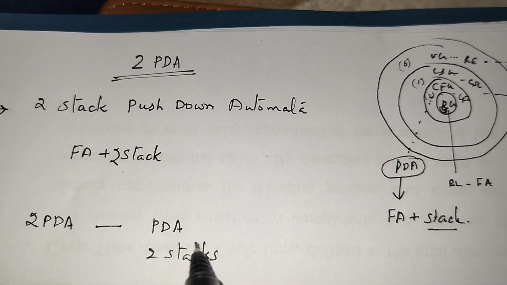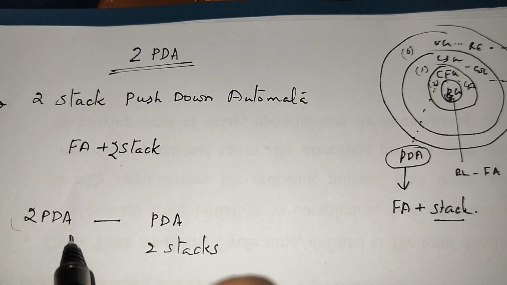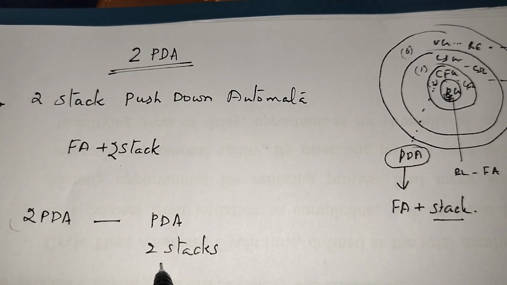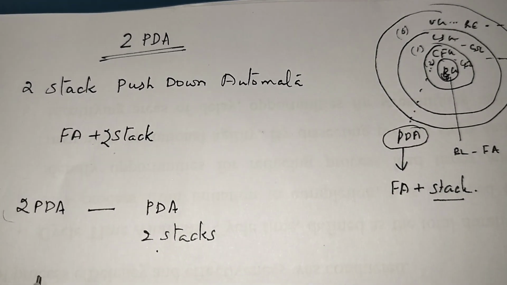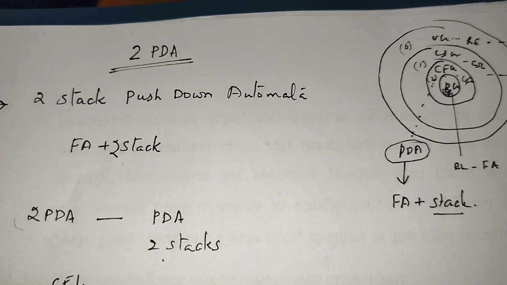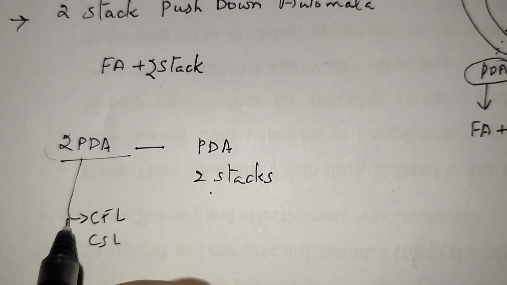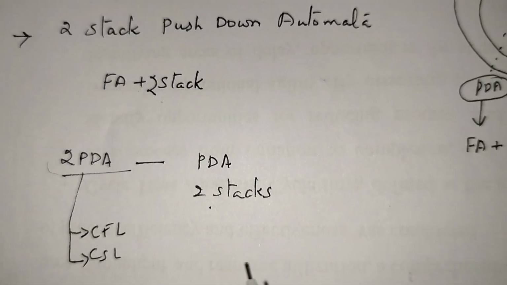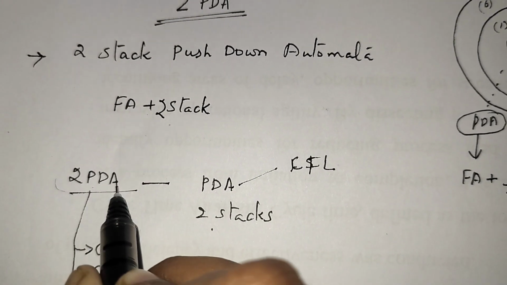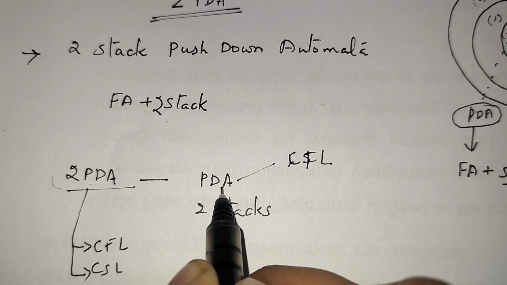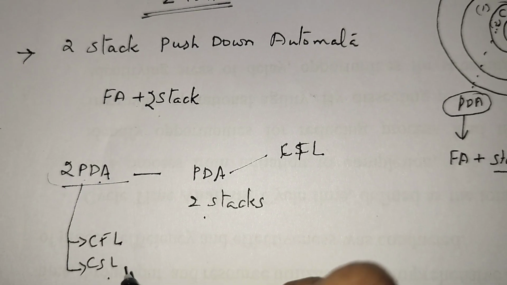In normal push down automata we are using only a single stack, but in case of two stack push down automata, we are using two stacks instead of one. This enhancement allows 2 PDA to recognize a broader class of languages, especially context free languages and some context sensitive languages. A single PDA can recognize only context free languages, but a 2 PDA is more powerful than a normal PDA. So this will recognize context free languages as well as some context sensitive languages.